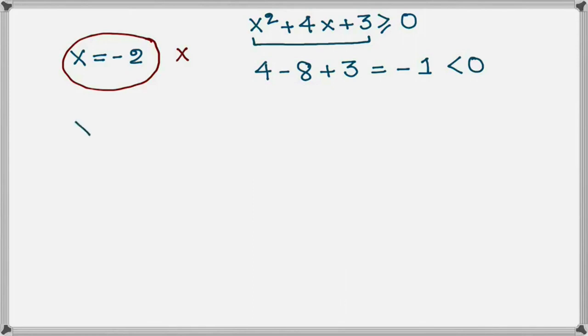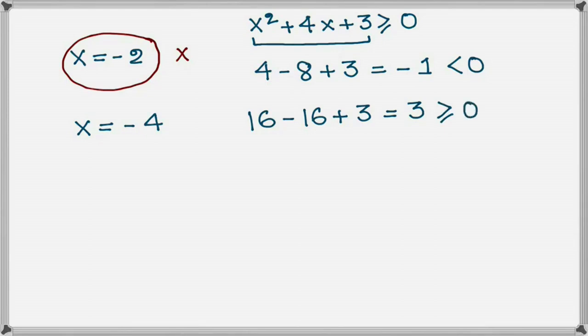Next we take the value x equals to minus 4, and when we substitute this value in the quadratic polynomial, we get that 16 minus 16 plus 3, and this is equal to 3, and clearly this is bigger than or equal to 0. So therefore x equals to minus 4 is possible.